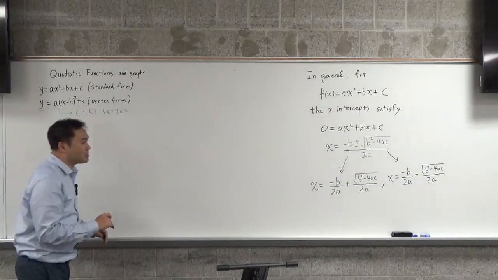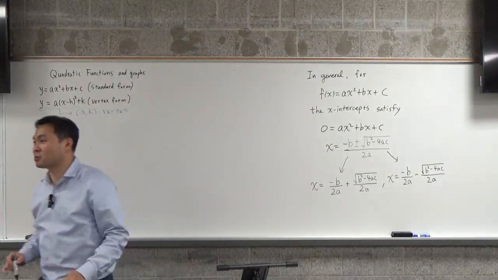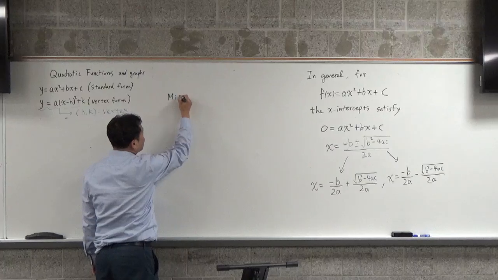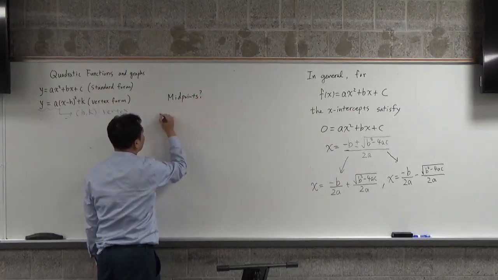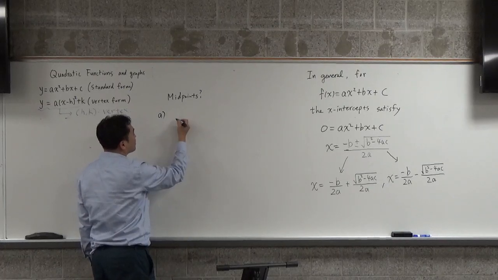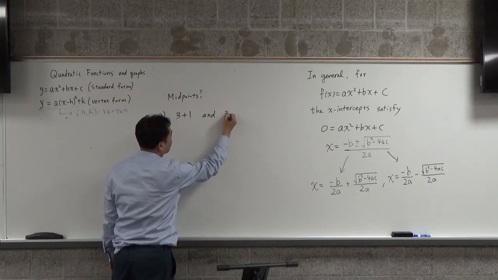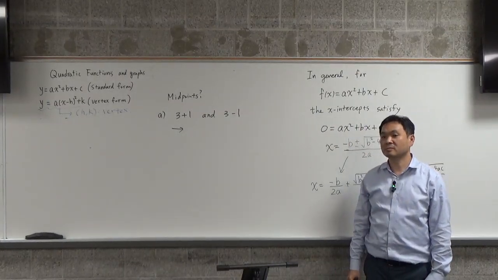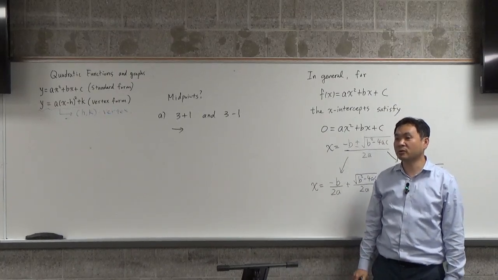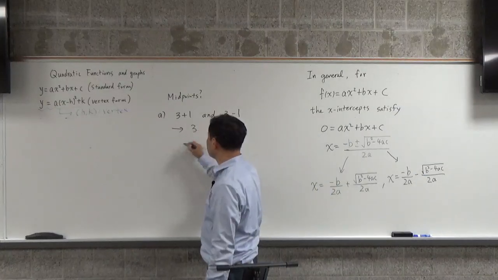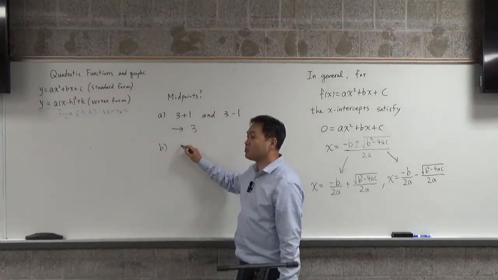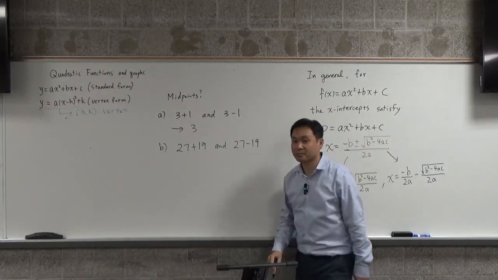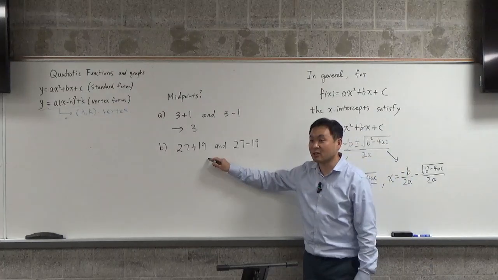Now to help you out with this, let's ditch this for a while. Let me ask you some really simple question. Okay. So the really simple question is, give me the midpoints. So A, if you had 3 plus 1 and 3 minus 1, what's the midpoint? What's the midpoint of 3 plus 1 and 3 minus 1? 3, right? Okay. What's the midpoint of, say, 27 plus 19 and 27 minus 19? 27. Is that clear?